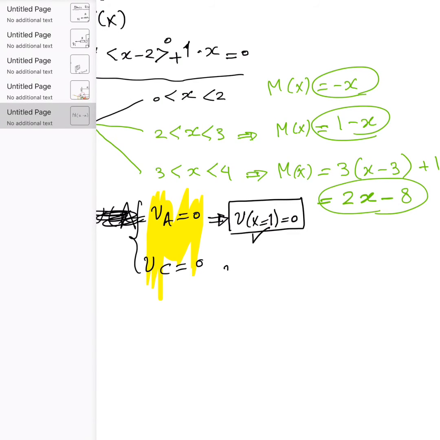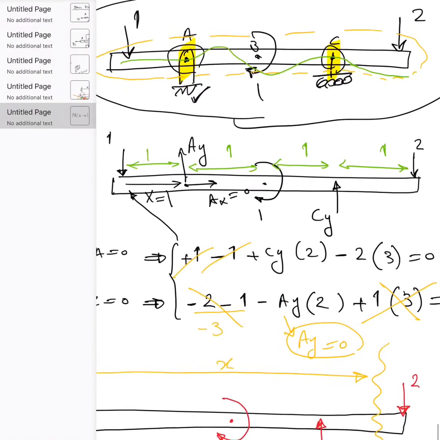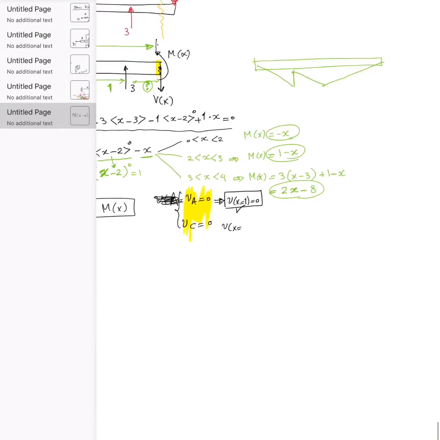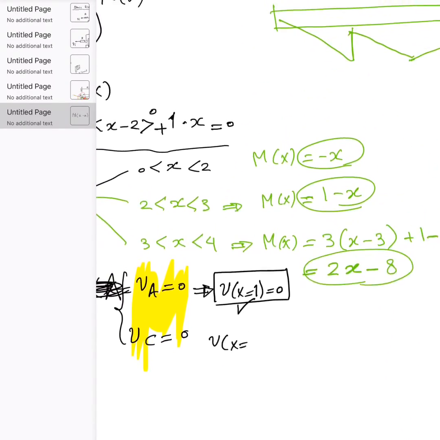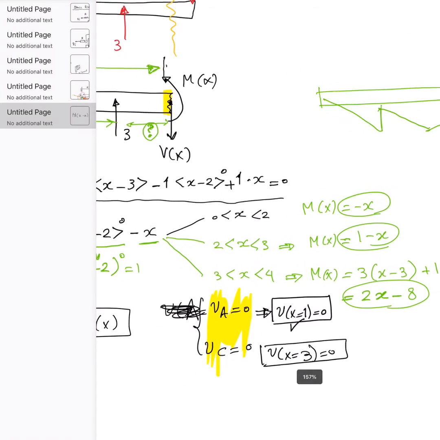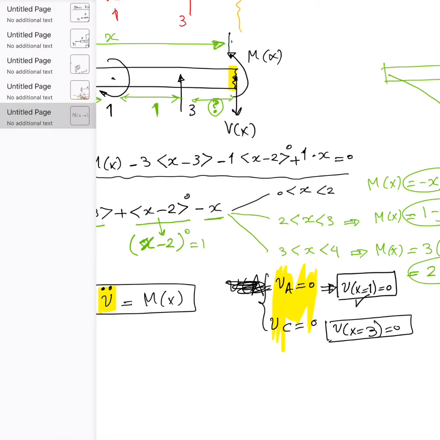The other one is v at x equal to, what is the x of point C? Going back to this plot right here, the x of point C from the left is 1, 2, 3. So the other condition is v at x equal to 3 is equal to 0. So let's go ahead and solve this differential equation by double integration and apply these 2 conditions. Let's label them condition 1, condition 2.